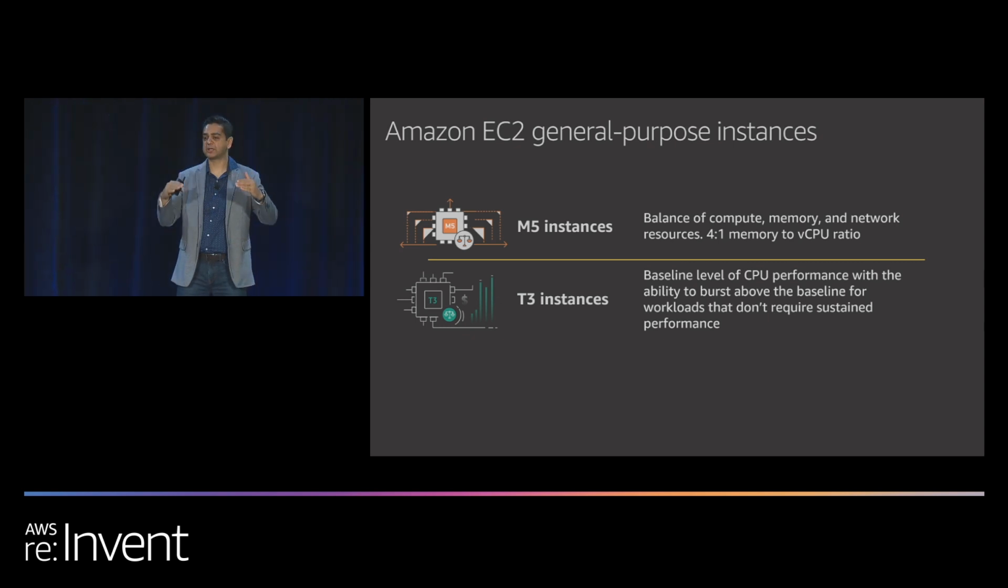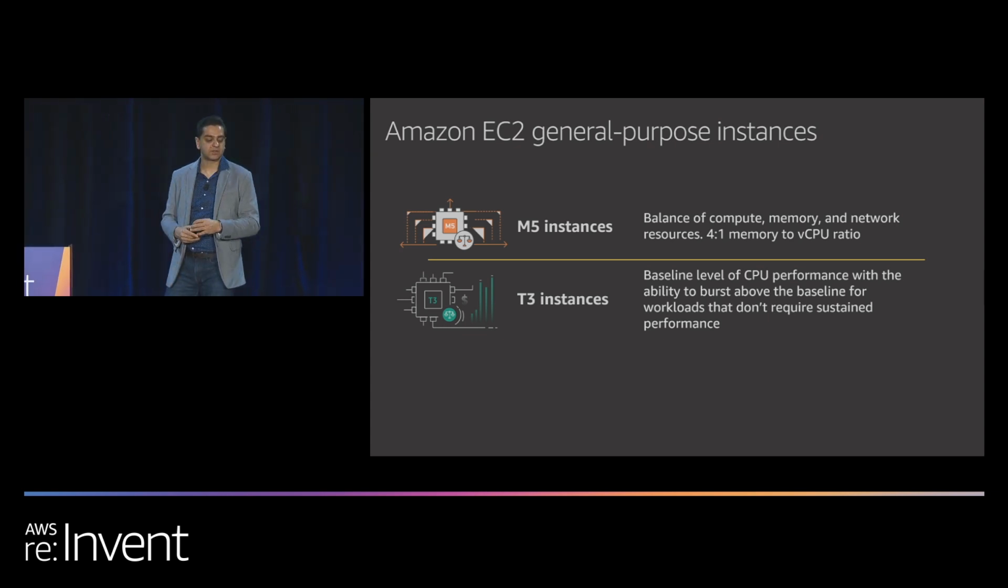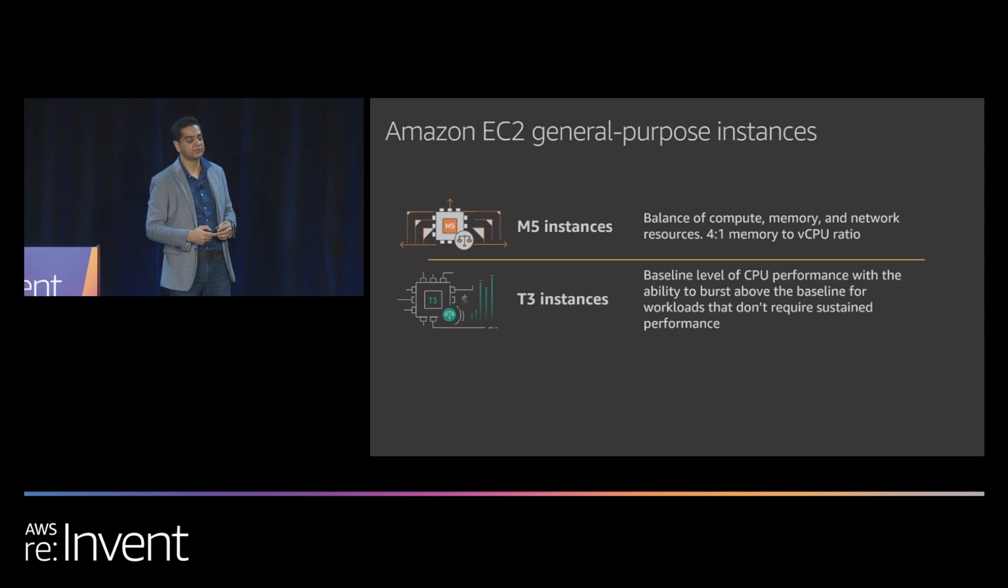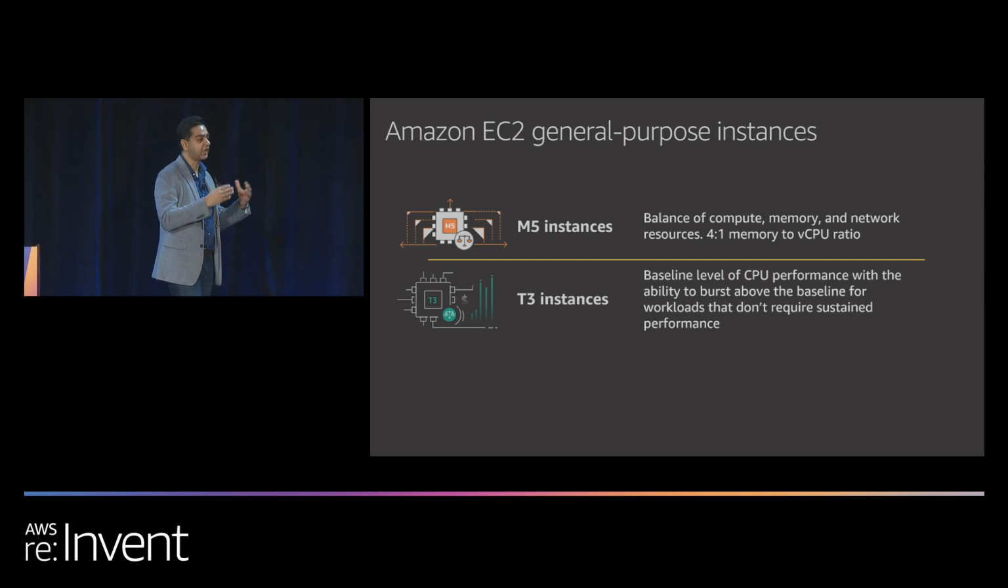And if your application needs to burst above that baseline, you can do that through what we call CPU credits. So T3 is a really good instance for applications that are not super sensitive on CPU performance and can help you lower your costs noticeably over M5 instances.